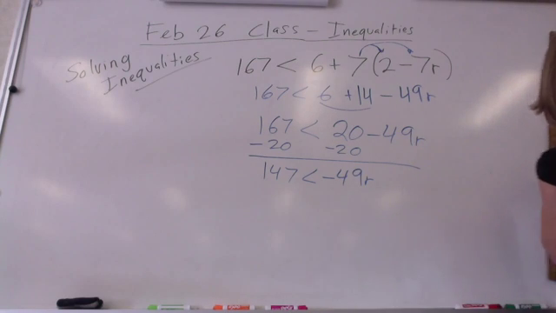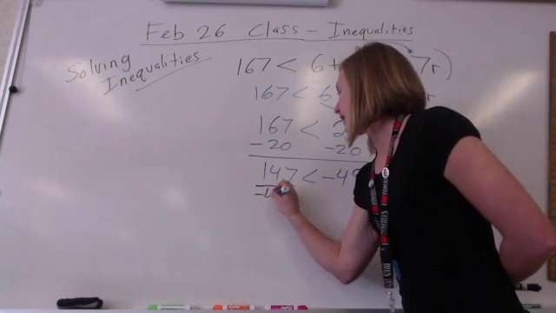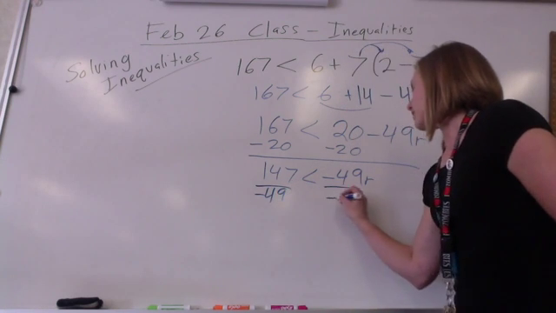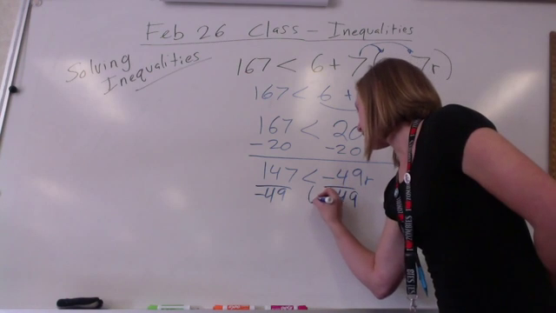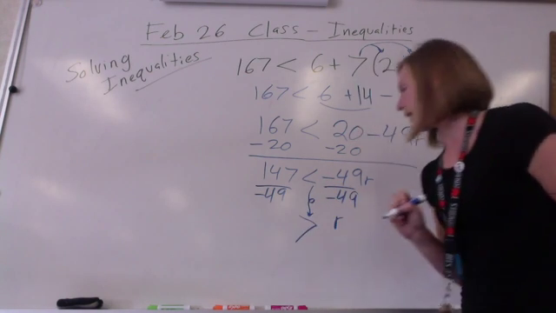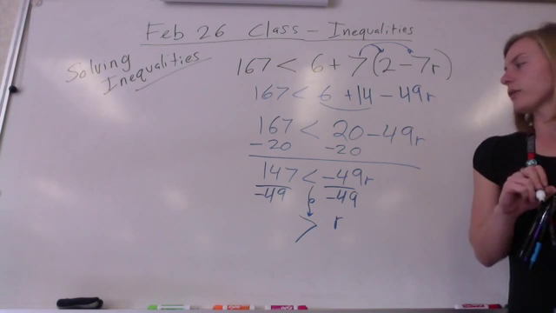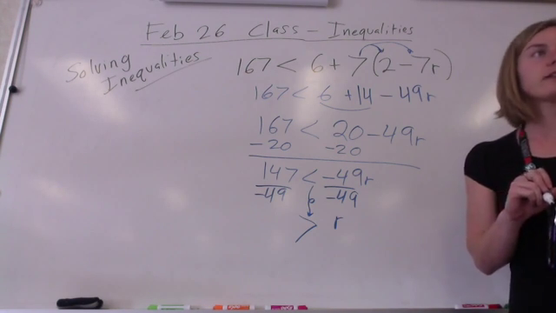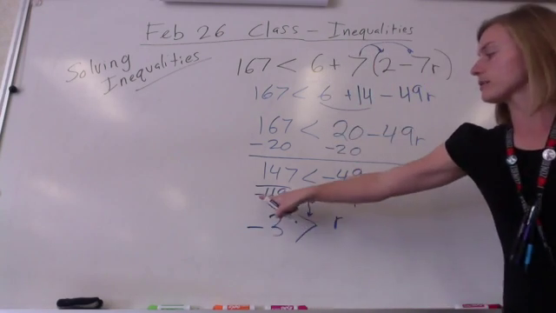And then you divide by negative 49. And that's when you switch the sign, right? So now that we're dividing by a negative, we're going to switch the sign. So we're going to have regular R over here, and the sign gets switched the other way. I know no one knows 147 divided by 49, it happens to be 3. And it's negative because we have a negative.